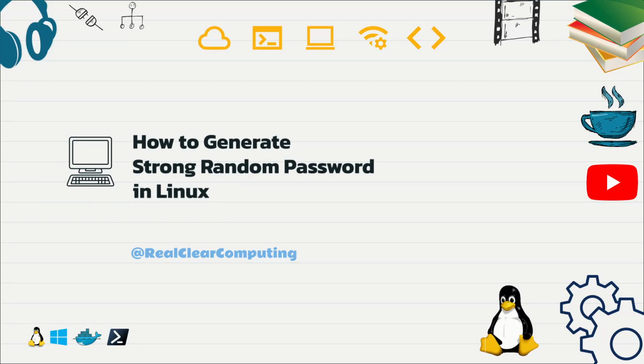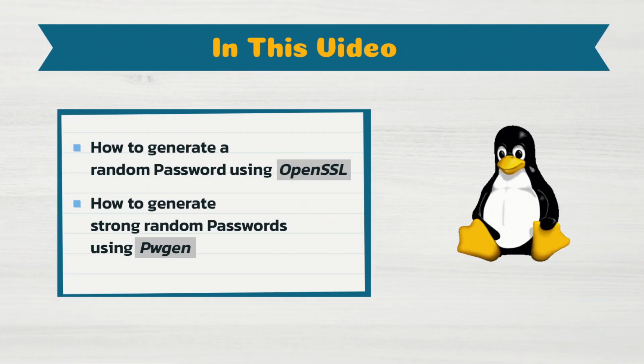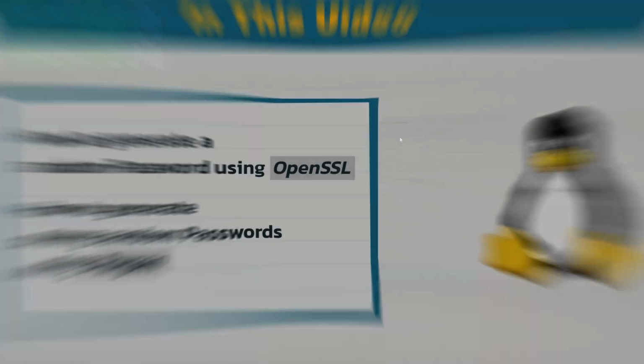In this video, we'll explore how to generate strong random passwords using the Linux command line. While there are several tools available for this, we'll focus on two: OpenSSL and Pwgen. OpenSSL is installed by default on most Linux systems. However, Pwgen will need to be installed manually.